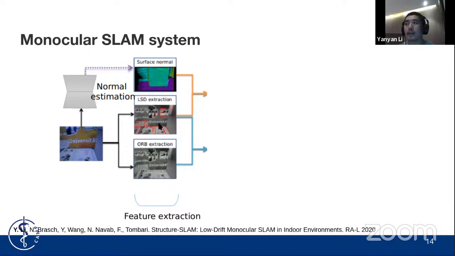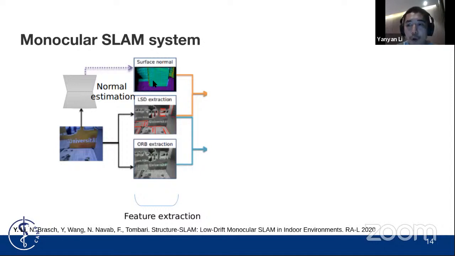So in our idea, maybe we can use the normal estimation branch to predict surface normals, and then it will be more dense compared with the feature-based method, right? So in the top branch, you can see our surface normal result. More pixels can be used in the system.